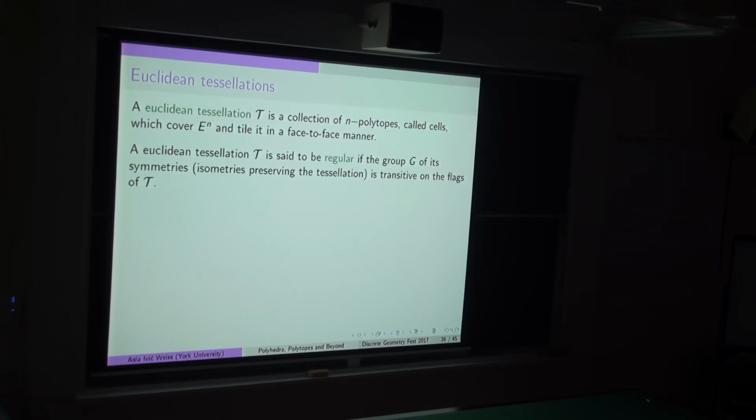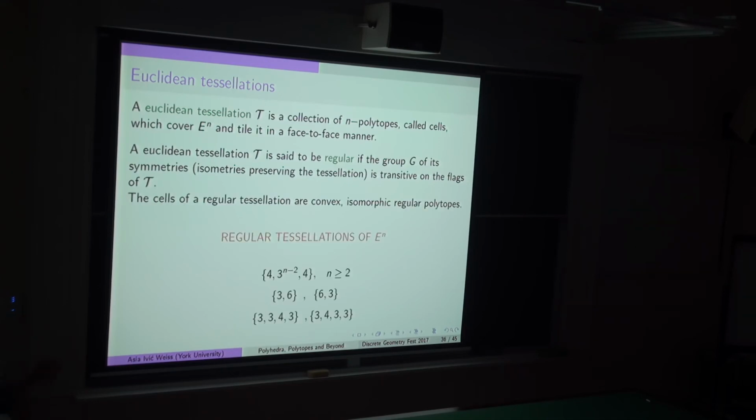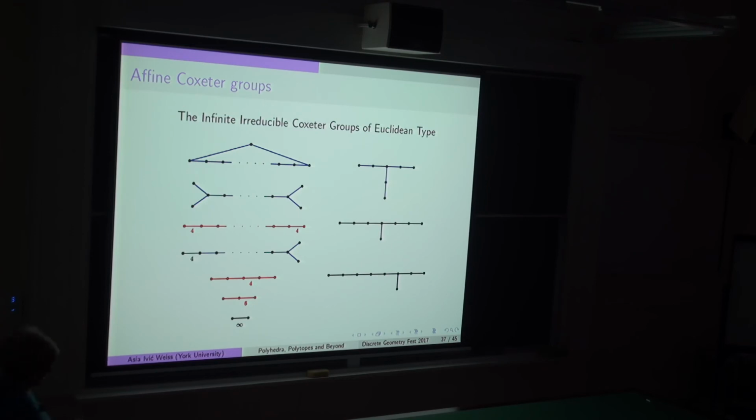You know what it means for it to be regular. You have flag transitivity. And then you can easily see that these are the only regular tessellations in Euclidean spaces. You can have a cubical tessellation in every rank greater than 2, and then 2 exceptional ones in rank 2 and in rank 4. And in fact, the symmetry groups of these tessellations are precisely the infinitely reducible Coxeter groups of Euclidean type with the linear diagram, like these red ones that I listed here.